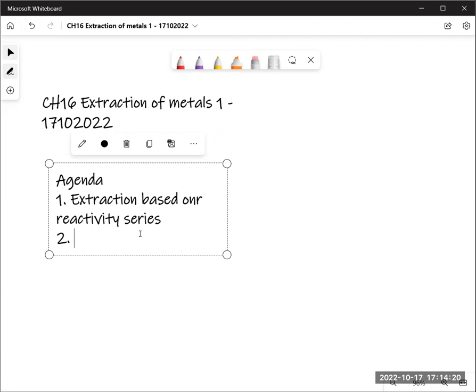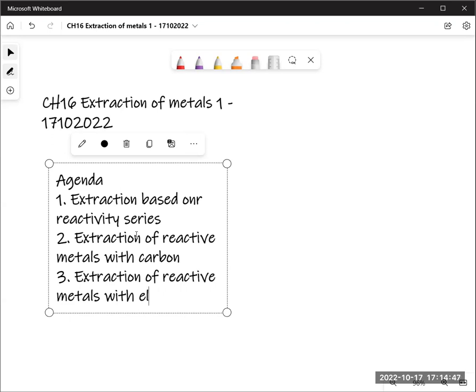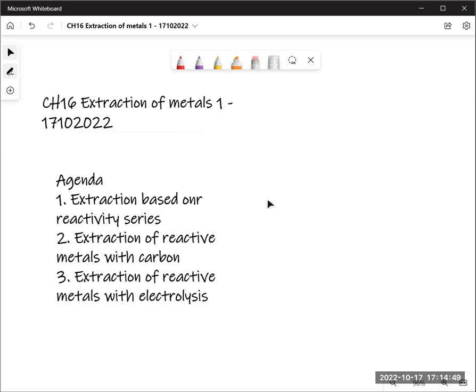Recap. We learned about general equation groups and what is a redox, and we learned about displacement reactions as a redox reaction. In general, what are displacement reactions, reducing agents and oxidizing agents, with electrolysis.